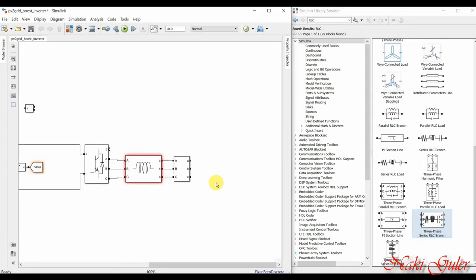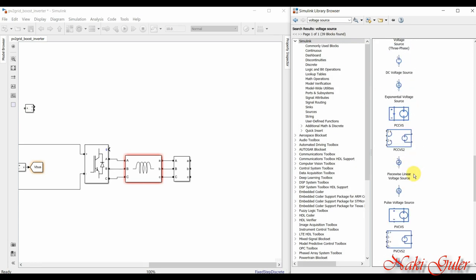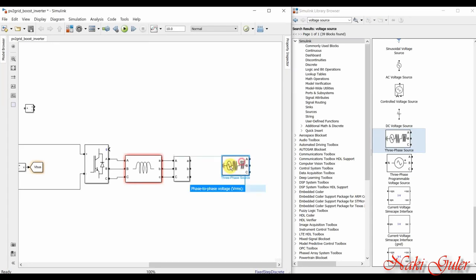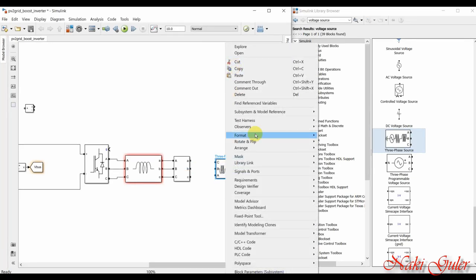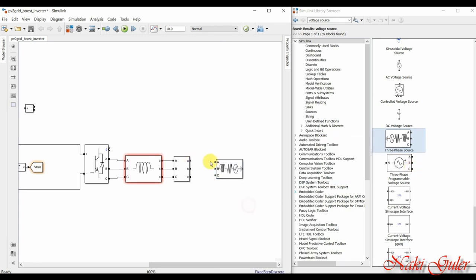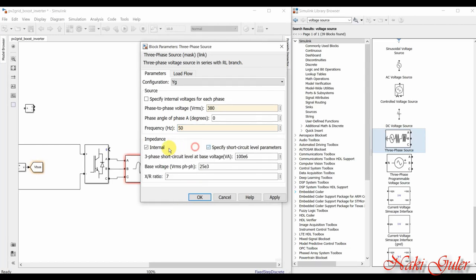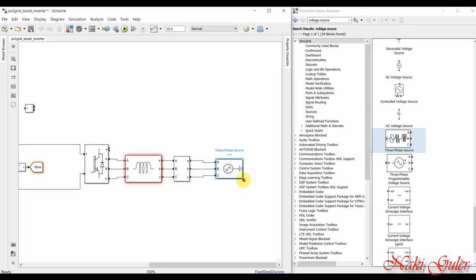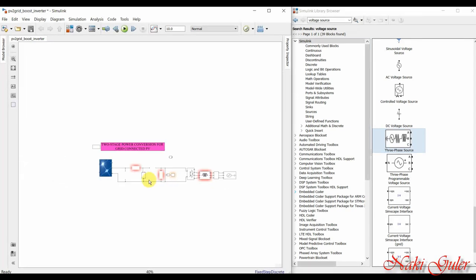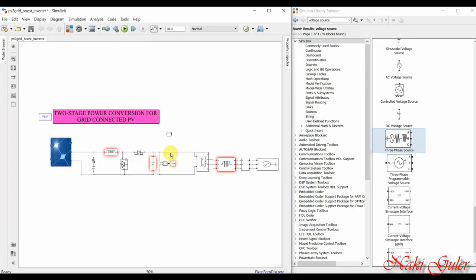Right now we need a grid, so a voltage source, yes, this one. I want to rotate it up down. Okay, this is a grid. And we should change the parameter, and 50 hertz. Okay, we can remove this. It seems okay now. Yes, the model is ready now.